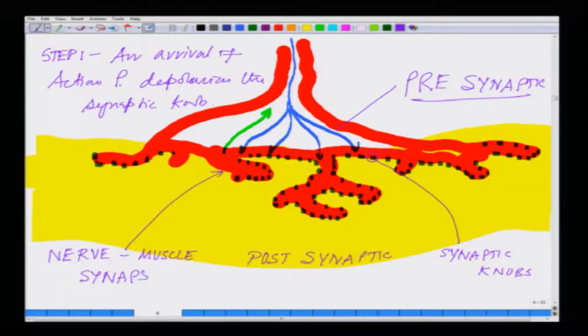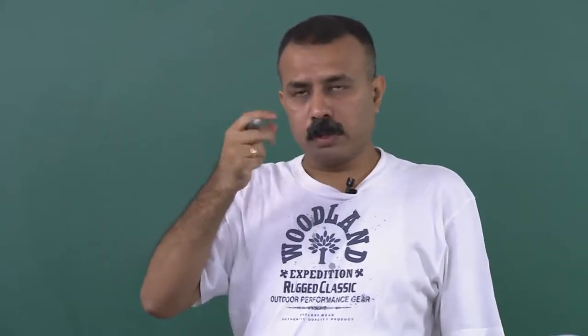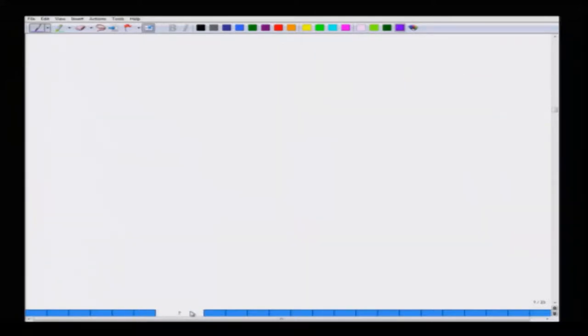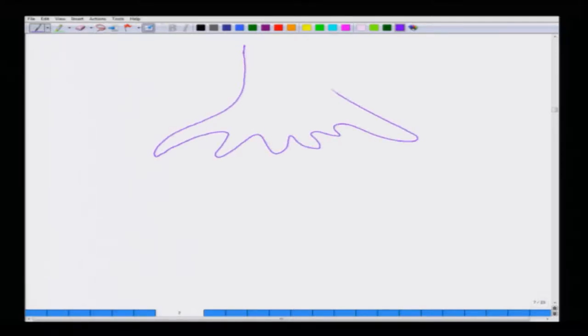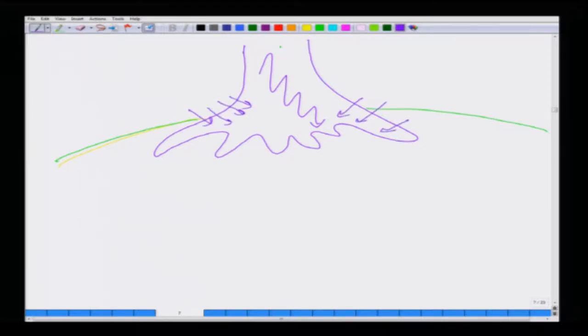So, as step 1, with the arrival of the action potential, it depolarizes the synaptic knobs. What does that essentially mean? Coming back to the slide, if this is the muscle, out here when the action potential arrives, it leads to the entry of calcium. They are depolarizing, in other words, trying to make the membrane much more positive, which was at minus 90 or minus 80.